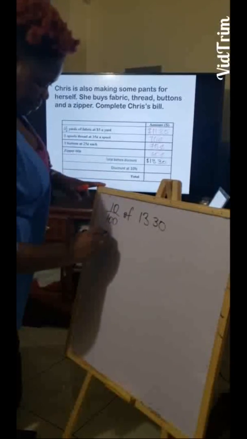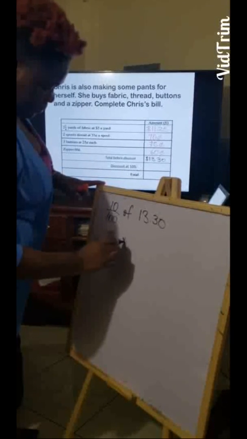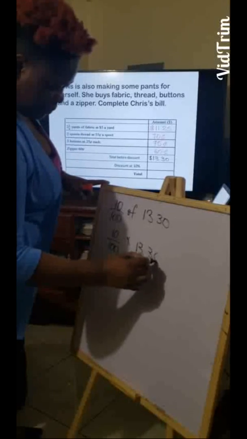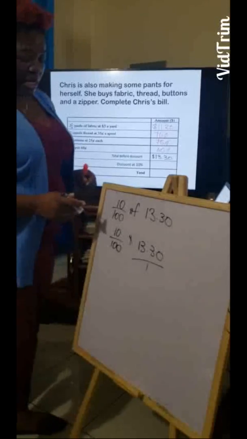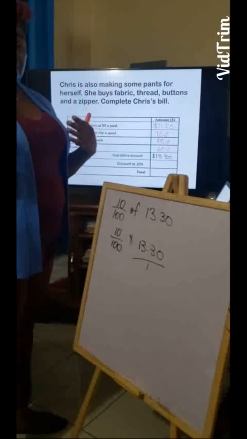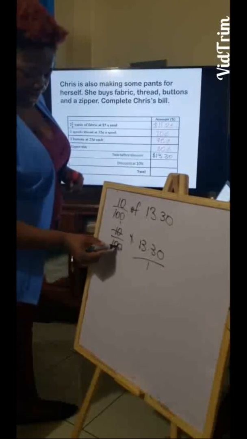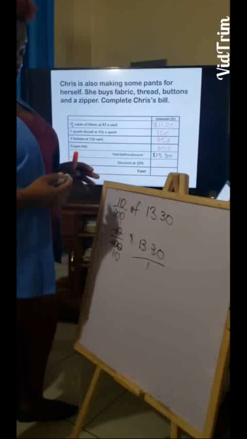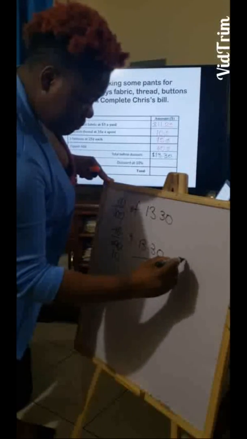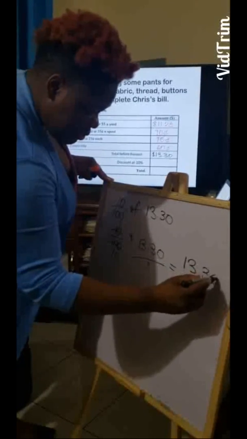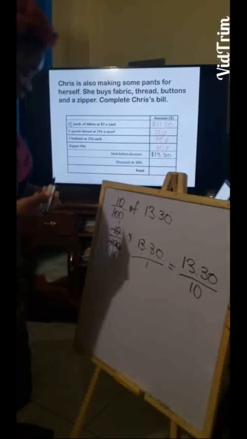Which can be written as 10 out of 100 multiplied by 13.30 out of 1. Now, let us look at it like this. We have some things we can actually reduce. So we can reduce this fraction here. 10 into itself goes 1 time. 10 into 100 goes 10 times. Here we're left with 1 times 13.30, and 10 times 1, which is the same as $13.30 divided by 10. So let us drop our division thing now.